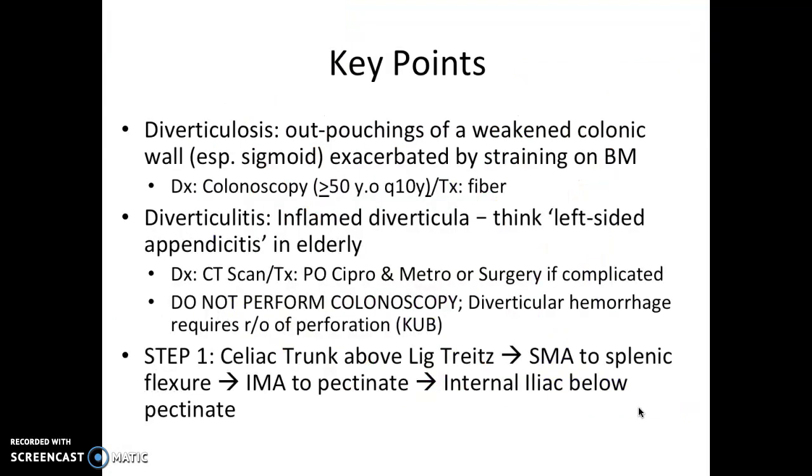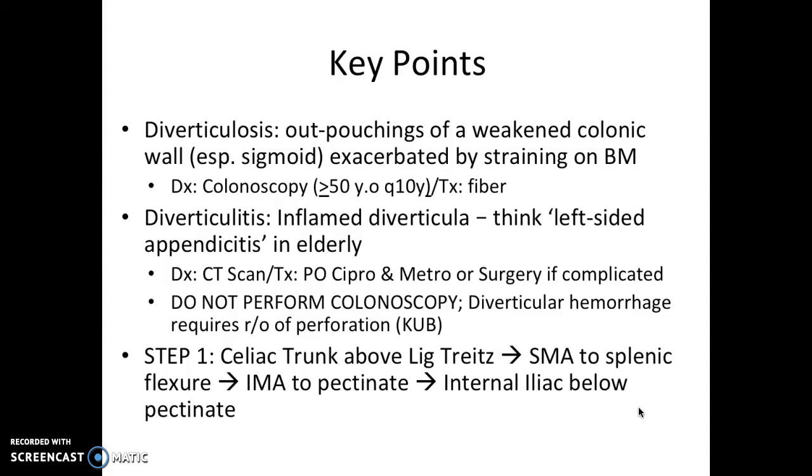Try to remember that. Now, key points, just to remind you, we talked about diverticulosis. That's the outpouchings of the colonic wall, especially the sigmoid, that's exacerbated by straining on bowel movements. You diagnose it with colonoscopy. Oftentimes it's incidental, since these people are getting colonoscopy screens greater than 50 years old for colorectal cancer. That's every 10 years. You treat it with fiber.